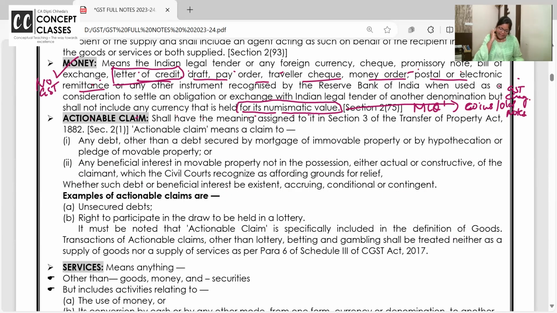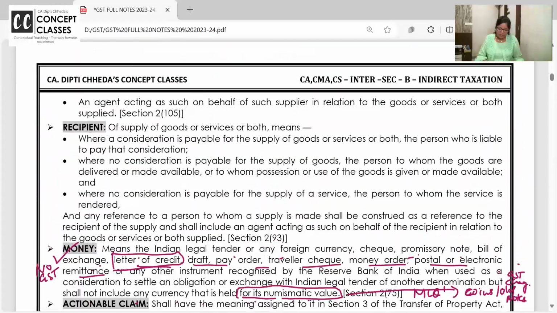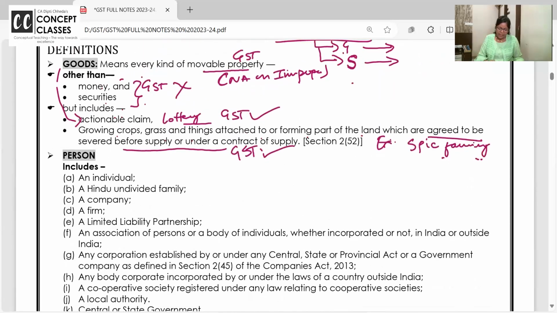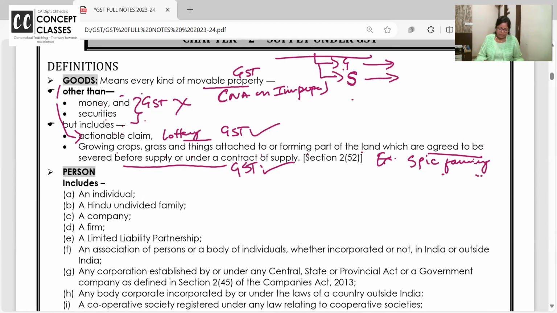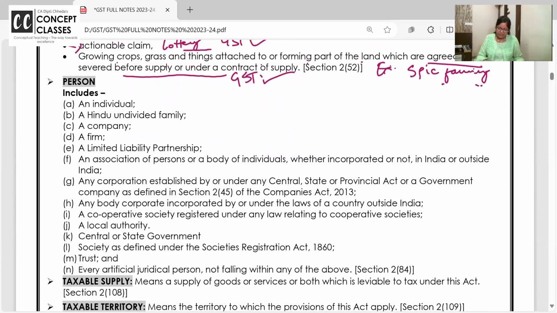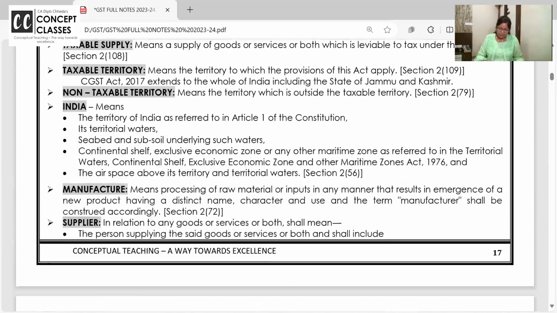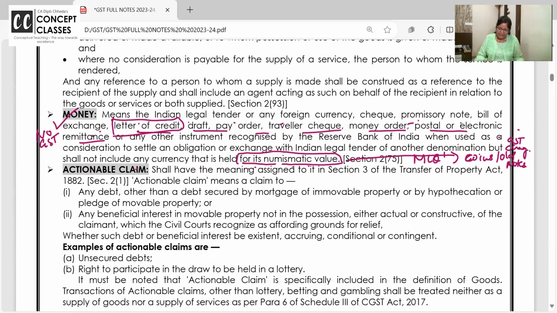Money. Along with money, what else did I tell you just now? What did I say with money? That okay. One minute. Goods definition we have seen. Money is clear.